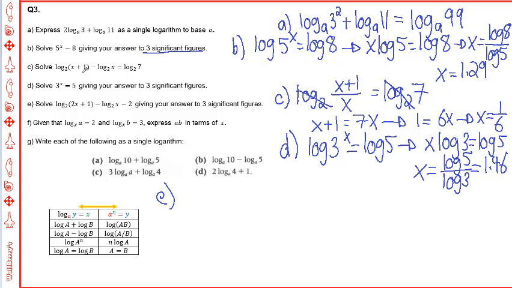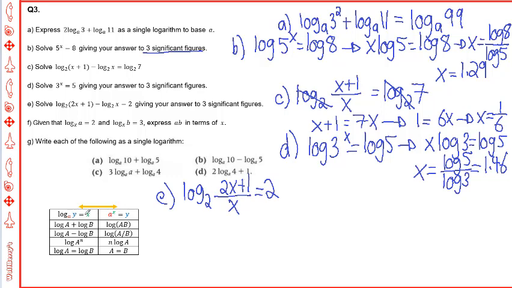Again, this is similar to part C, so just solving an equation. Differences here, we have 2. Let's see how we can deal with this. First of all, let's deal with this side here using the subtract rule again, so they become divided by. So we get log base 2, 2x plus 1, all divided by x is equal to 2. Now what that's given us is that situation here.